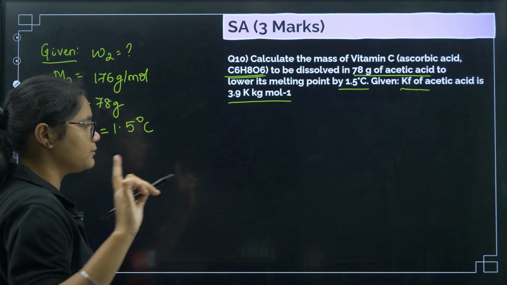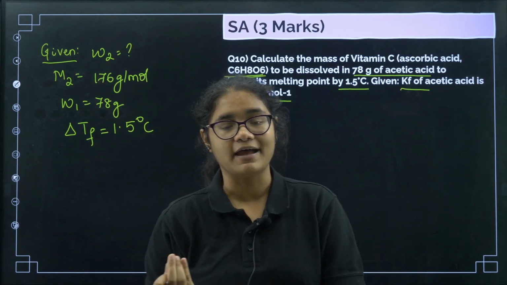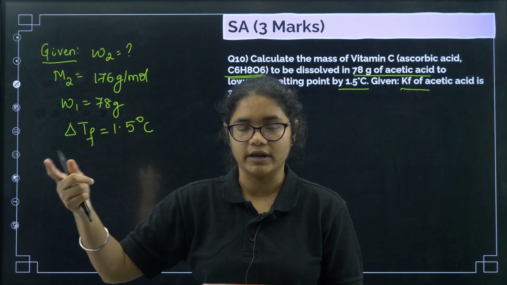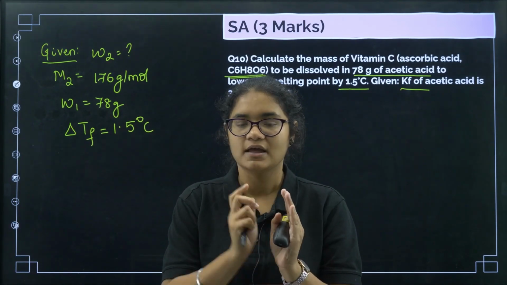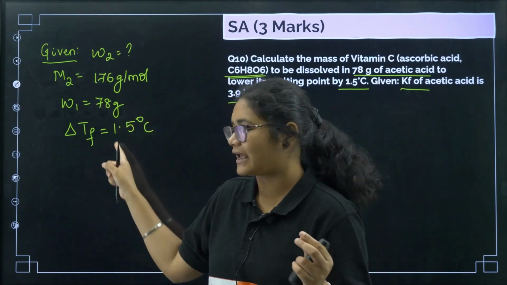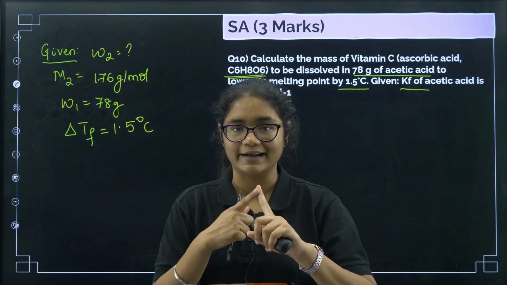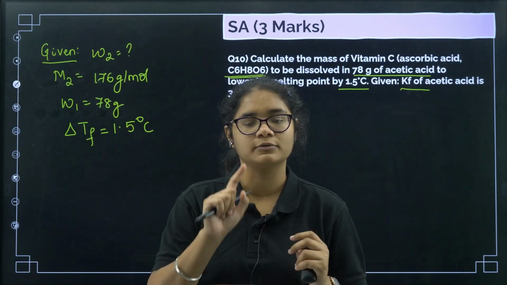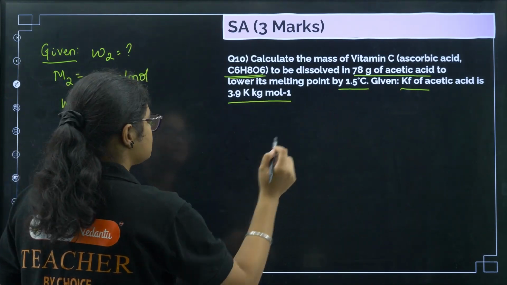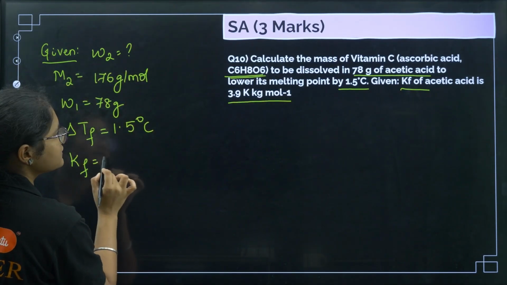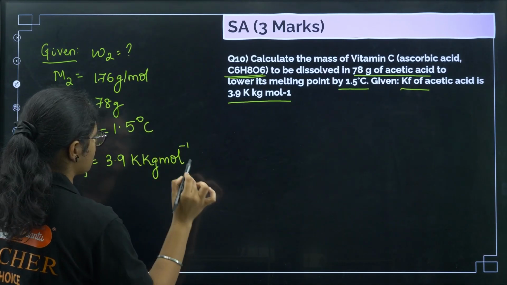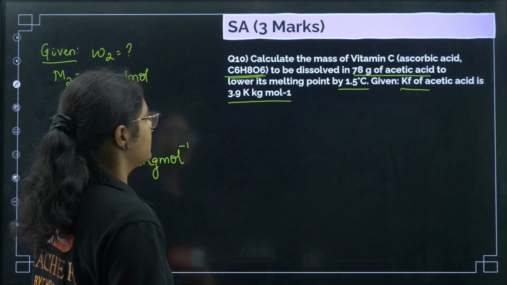And here you remember, delta Tf or delta Tb value can be either in Kelvin or Celsius. You should not convert this one to Kelvin. Okay, 273 do not add here because this is a difference. Whether you take in centigrade or you take in Kelvin, the difference always remains the same. So this can be in centigrade also. Okay, fine. So now the next one is Kf value here. Kf value is 3.9 Kelvin kilogram mole inverse.